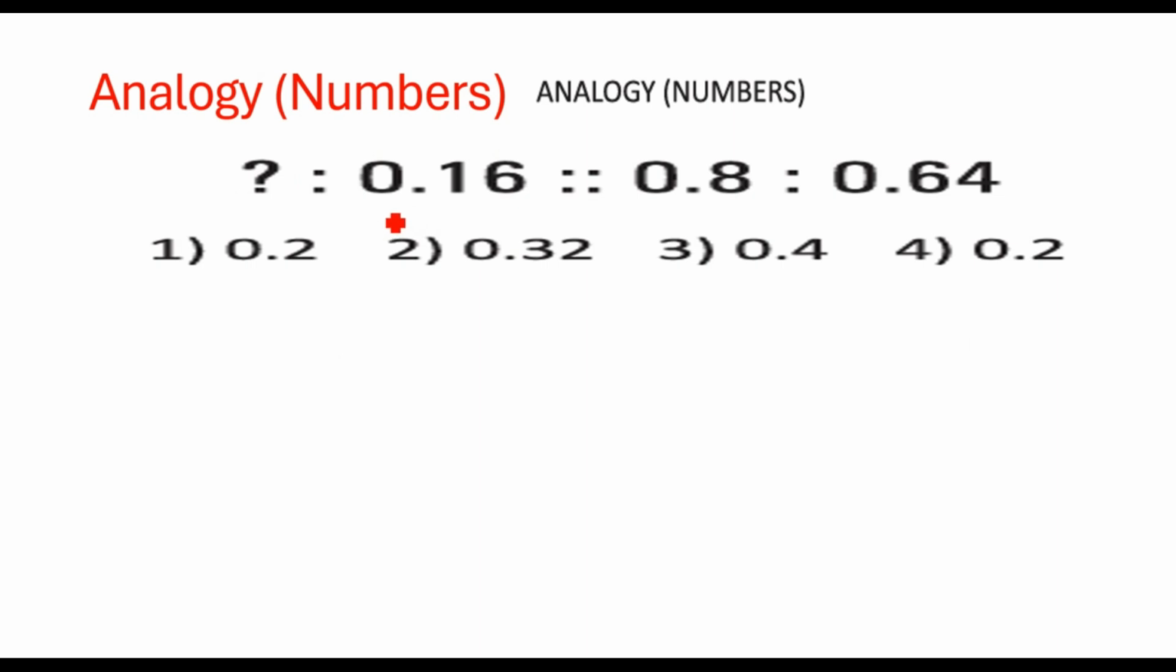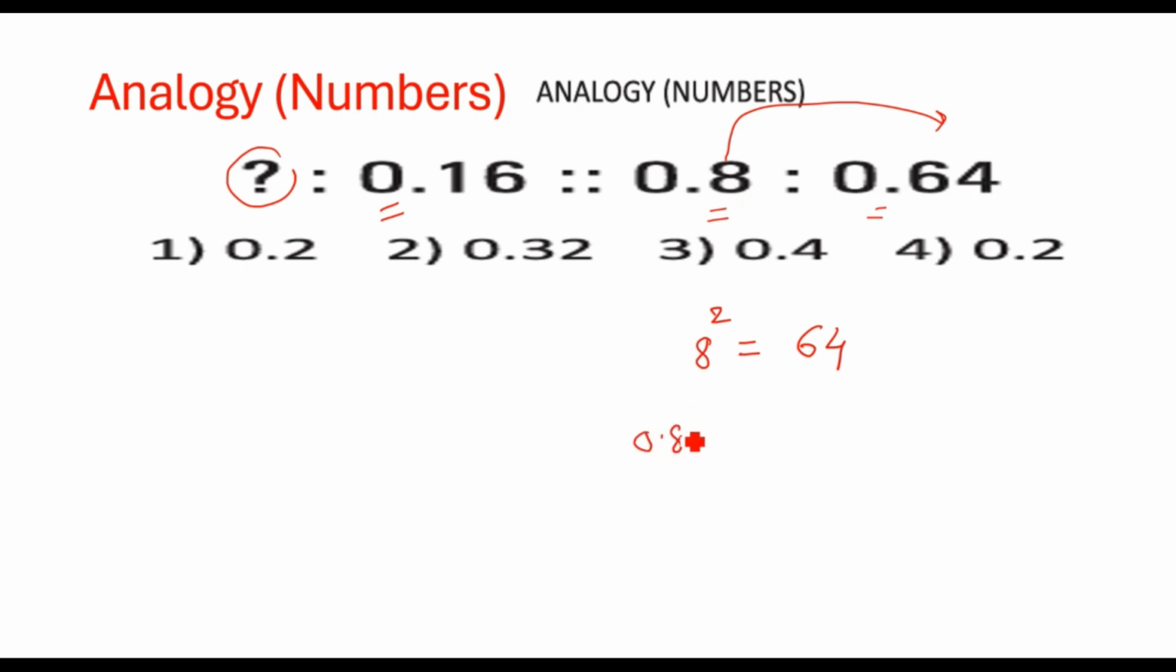Now in the next question again we have an analogy, but something different. This is a decimal fraction. Previously we had a mixed type of fraction, integer type, and here a decimal fraction is there. Now how to deal with this decimal fraction? Again we have the question mark followed by 0.16, and 0.8 is related to 64. So if you observe here, 8 square is 64. What is that? 8 square is 64.